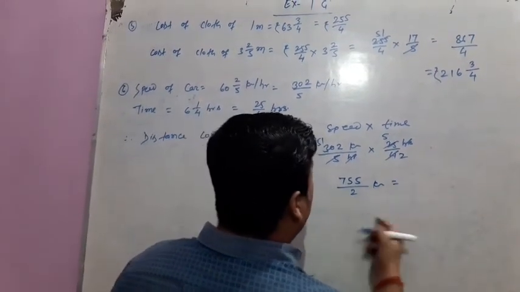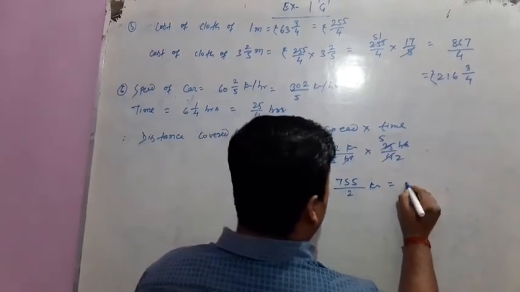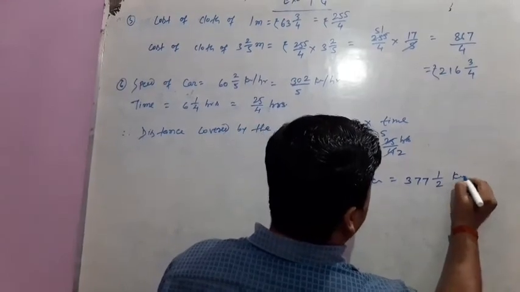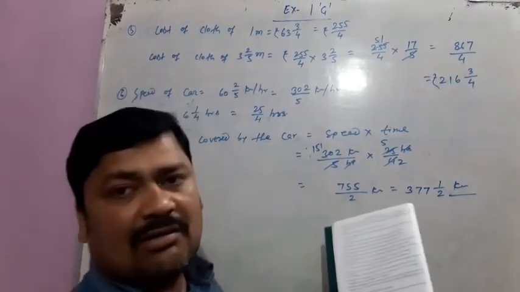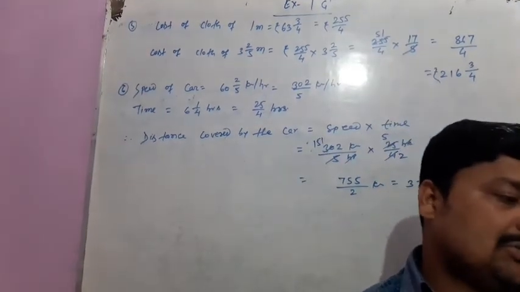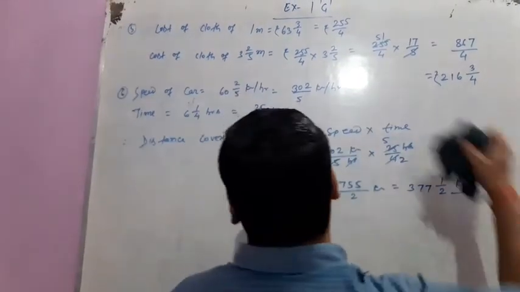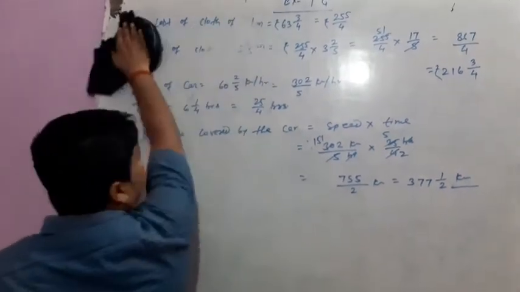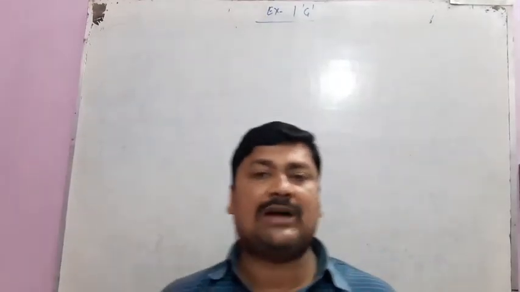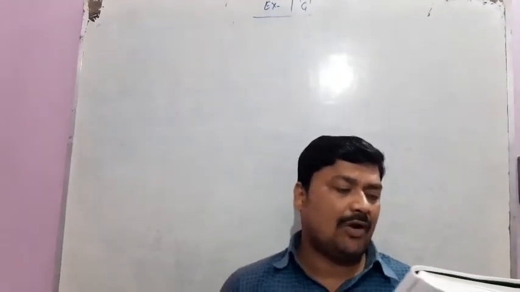Then we have to convert into a mixed fraction. 2 3s are 6, 7 is 14, 7 is 14 again. 377 whole 1 by 2 km. This distance is covered by the car in 6 whole 1 by 4 hour. Now, next question. Question number 7 and 8 are both the same question here, so we have to solve question number 8.